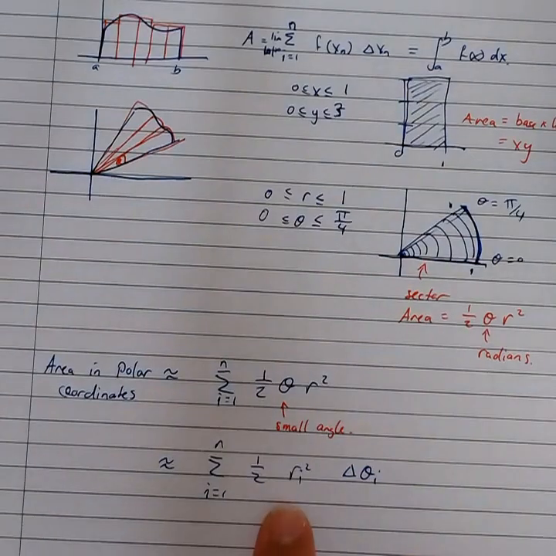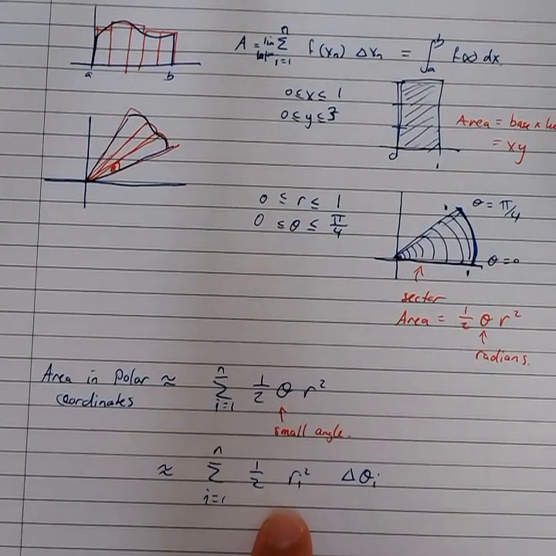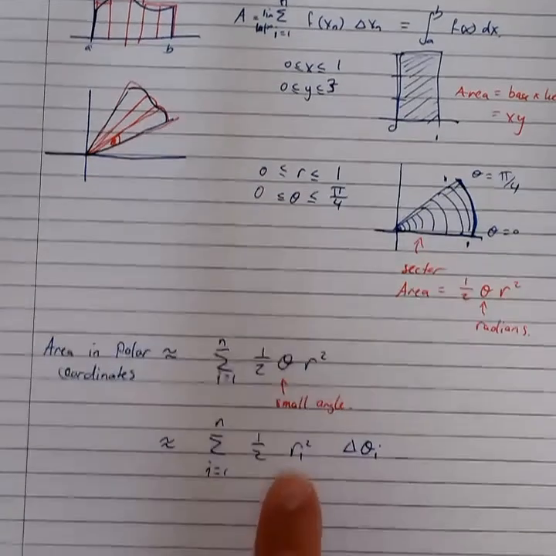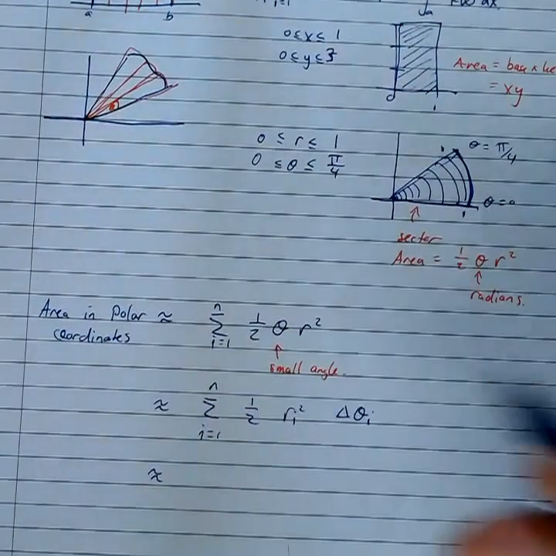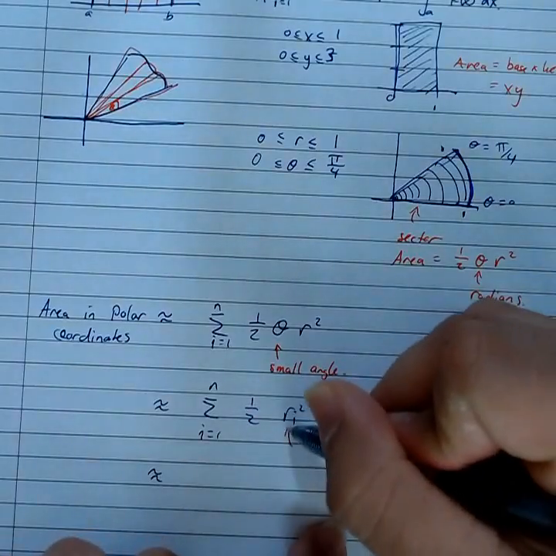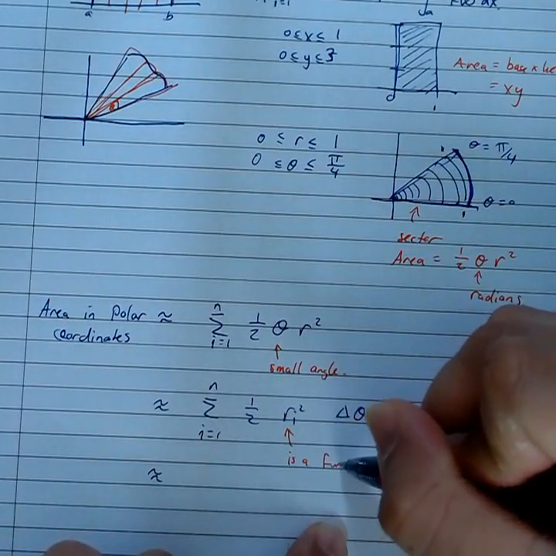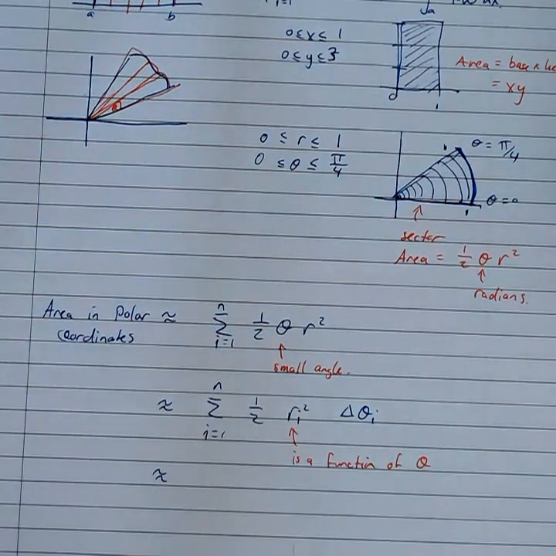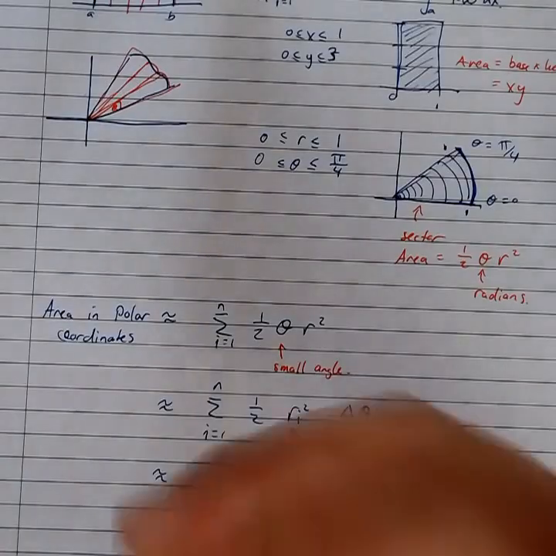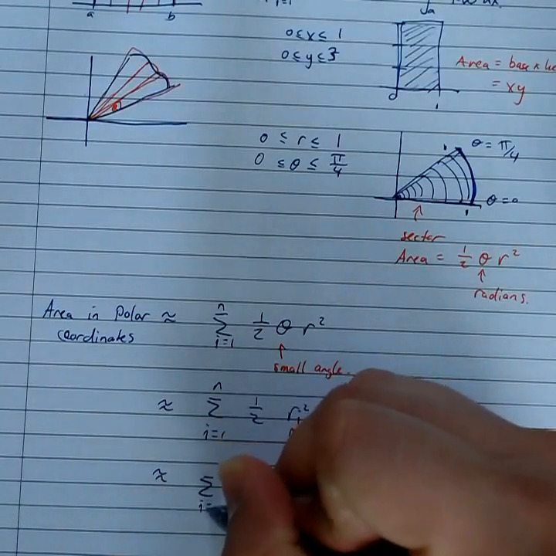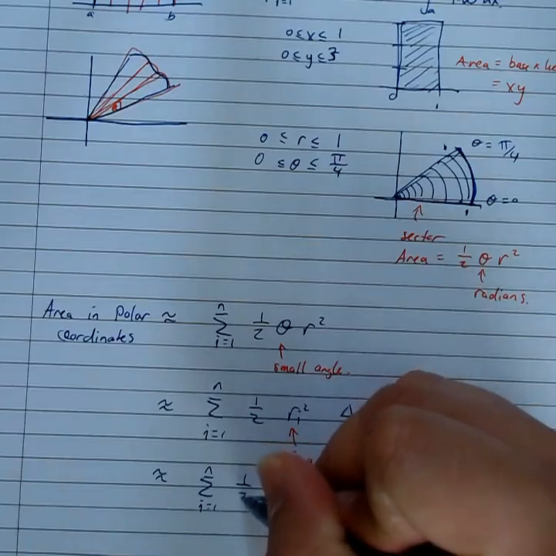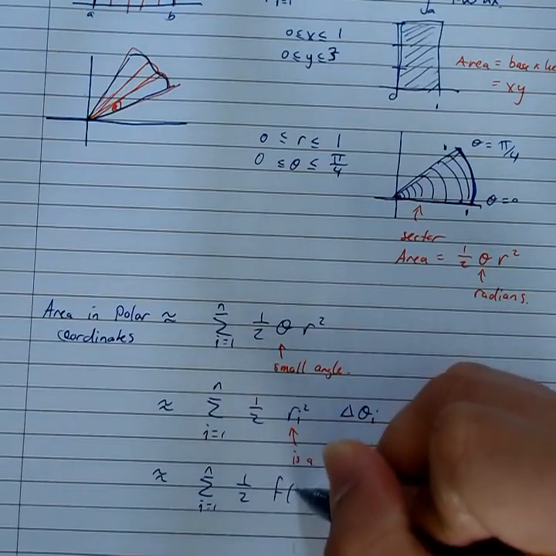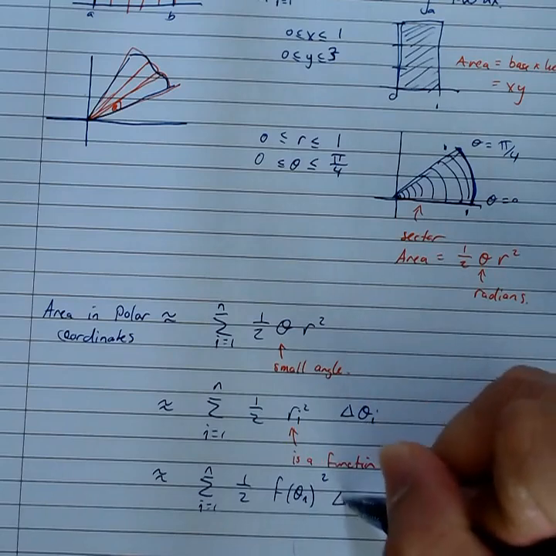But notice that r, given the way we've defined polar coordinates in previous sections, isn't really its own independent variable. It's dependent on theta. Rather, it's a function of theta. So here, since recall, we can usually write r as a function of theta, instead of writing r squared, maybe we should write f of theta squared. So this is going to be the sum as i goes from 1 to n of 1/2 f of theta i squared delta theta i.